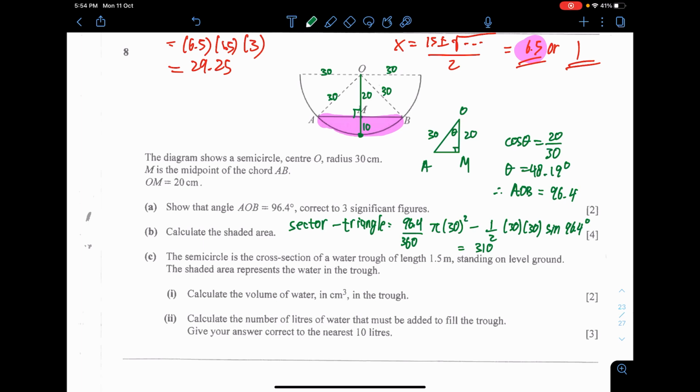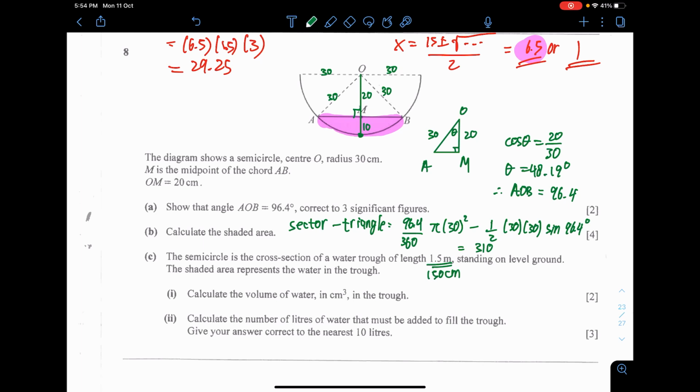The semicircle is the cross section of a water trough of length 1.5. Basically, you know, some kind of a container. The semicircle is the cross section. So the volume of the trough is the semicircle multiplied by the length 1.5 meter. So this is actually 150 cm. Be careful.